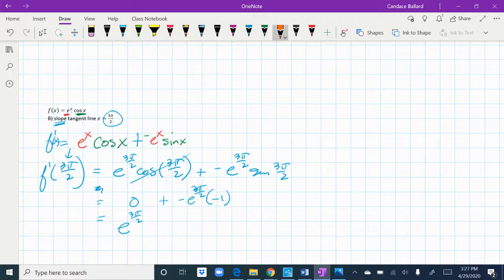The points on this part are 1 from the derivative, so you get 1 point here, and you get 1 point for the answer. Everybody good?